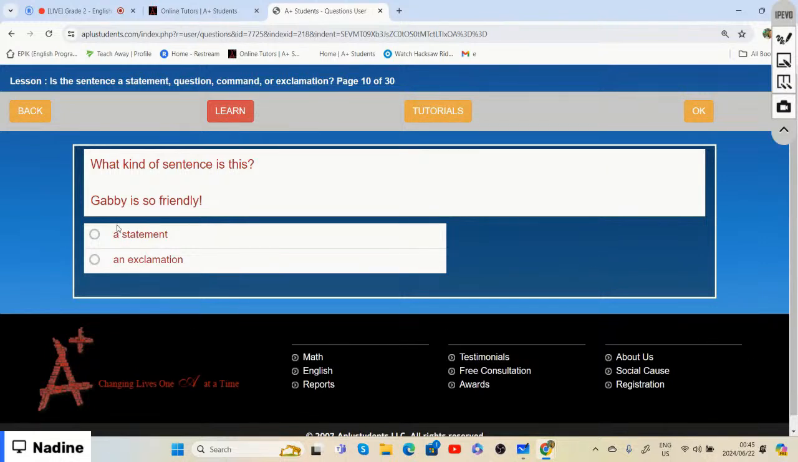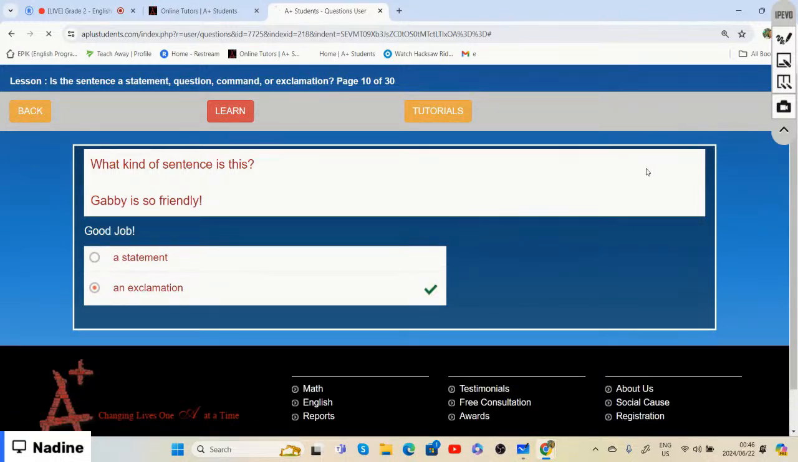All right, this is the last one where it says Gabby is so friendly. Is that a statement that we're making or an exclamation? This is the last one. A statement or exclamation. All right, so Gabby is so friendly. We will go with option two, right? It being an exclamation sentence. So well done, well done.